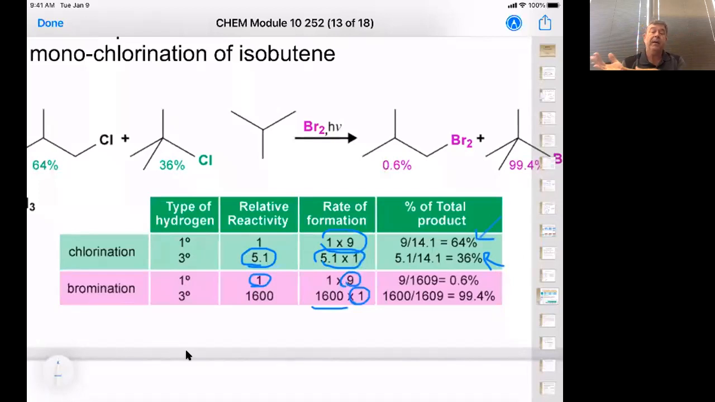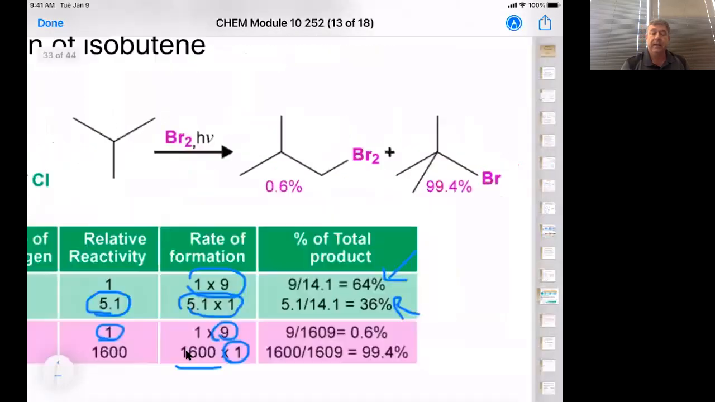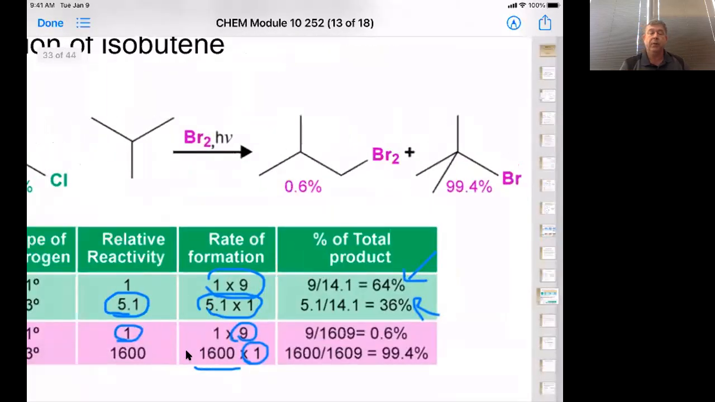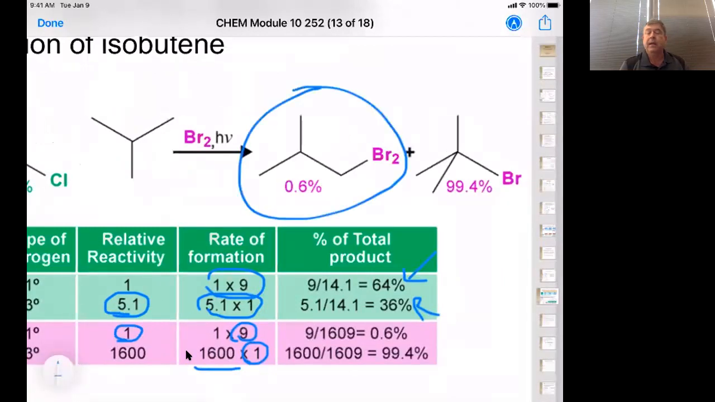So if we divide 9 by the 1609, we get 0.6%. If we divide 1600 by 1609, we get 99.4%, which means our product ratio is going to be less than 1% on the primary, even though there are 9 times more hydrogens to do it. The tertiary site is 1600 times faster, so it is going to be the dominant product in the system.